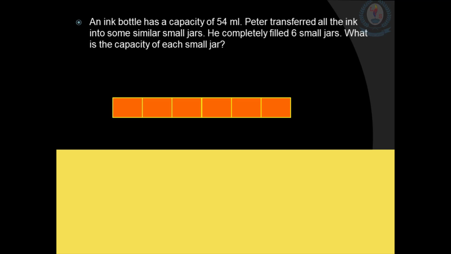An ink bottle has a capacity of 54 milliliters. Peter transferred all the ink into some similar small jars. He completely filled 6 small jars. What is the capacity of each small jar?